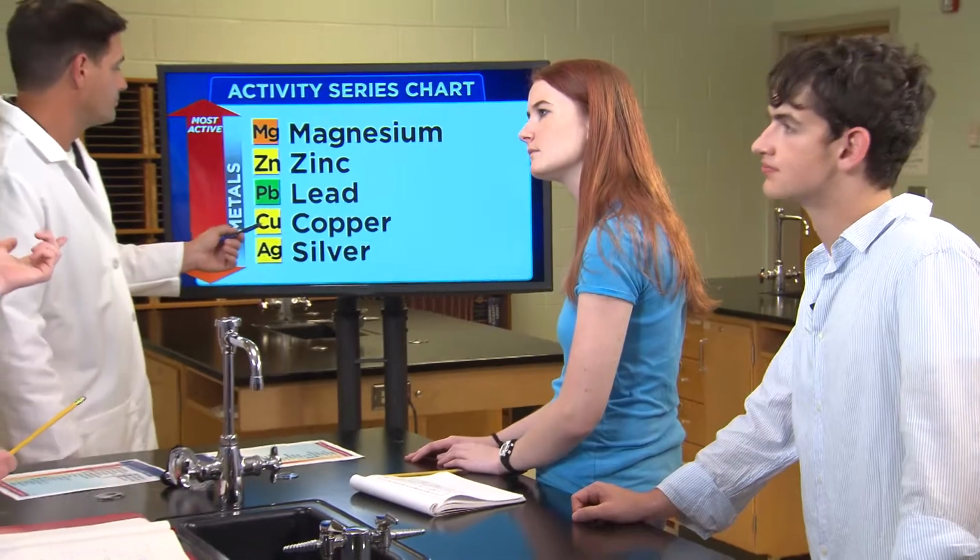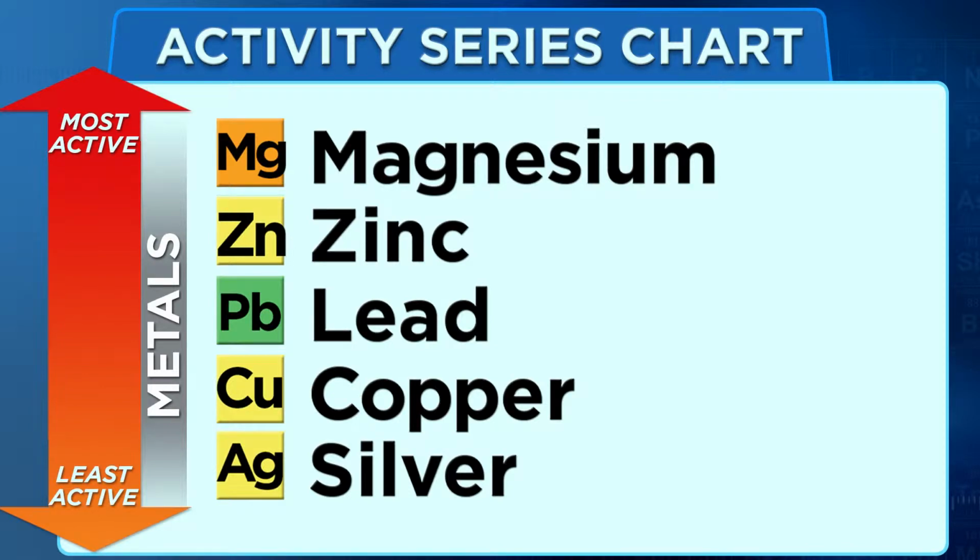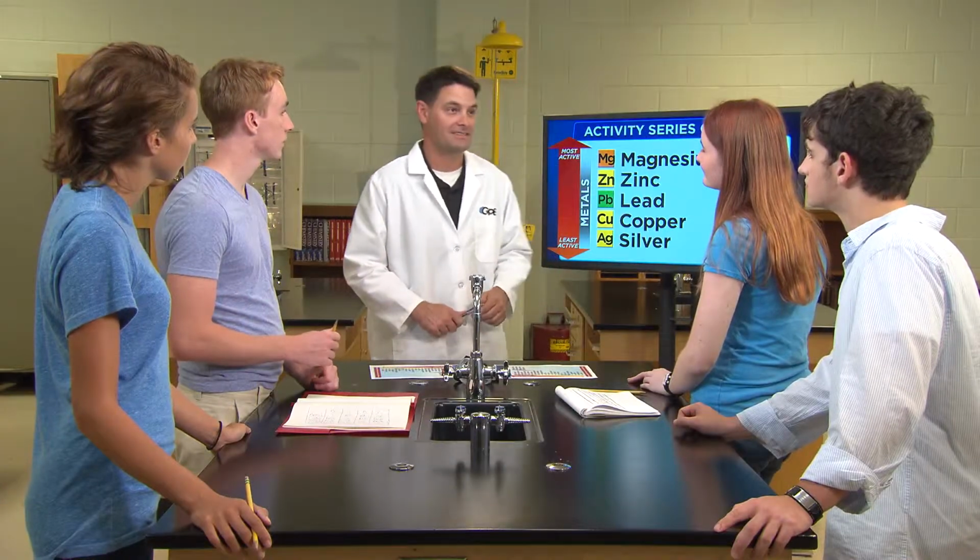Copper is lower on the series than magnesium. I think this is how we can use the list. So if a piece of copper was combined with silver sulfate, it'd react, right? Silver is below copper on the list. And this is exactly how you use an activity series.